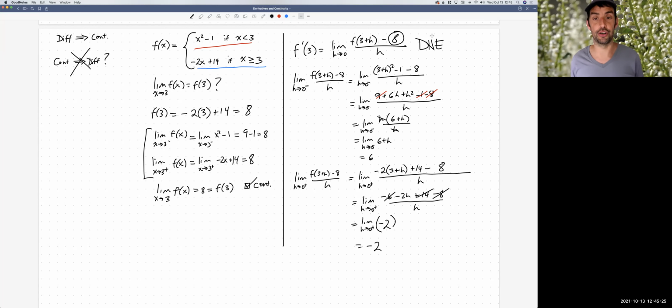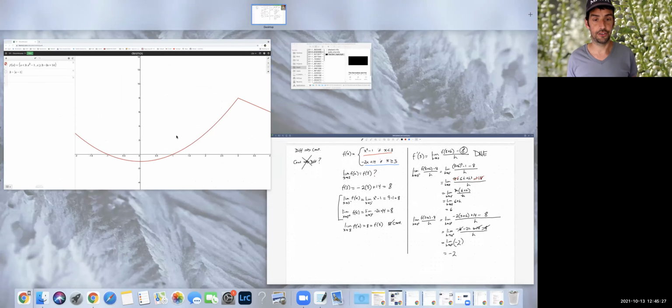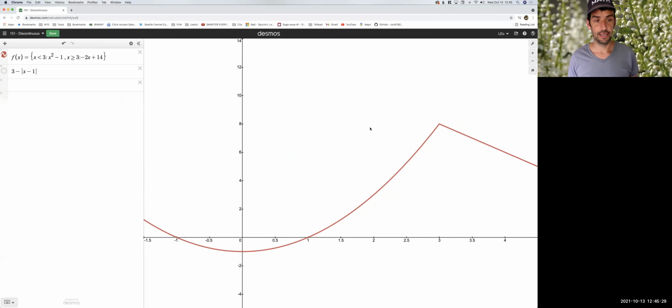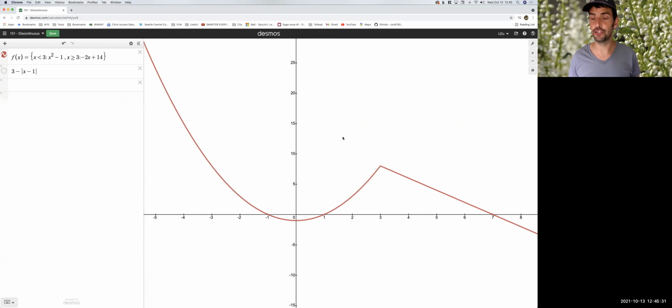Let's look at a picture of this function to understand this a little better. Here's our function, this piece of the parabola and the line. We saw that they're both going from both sides. These two pieces of the function both lead our function to the output 8 as we get closer and closer to x equals 3. But we have this corner there, right?